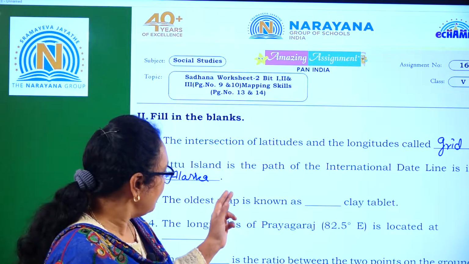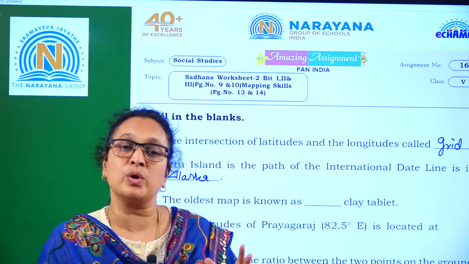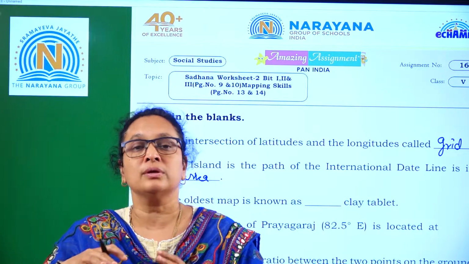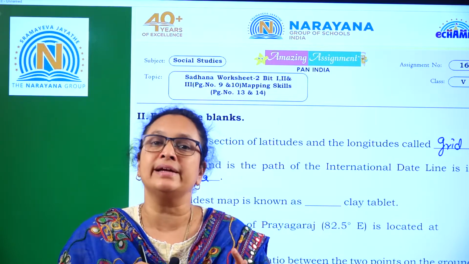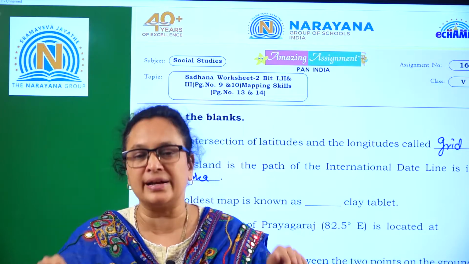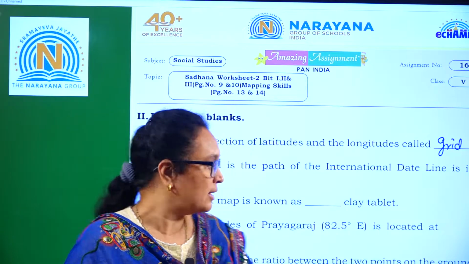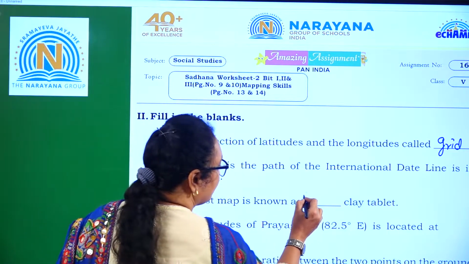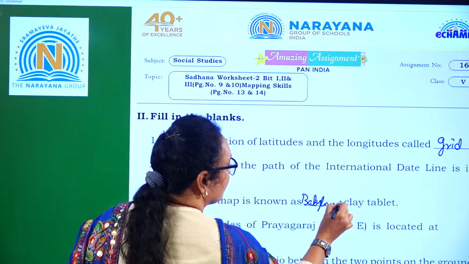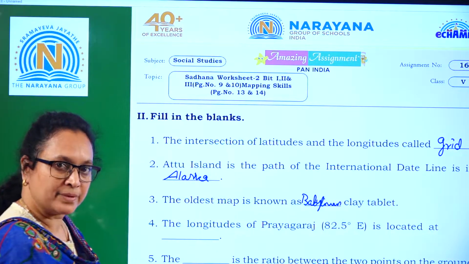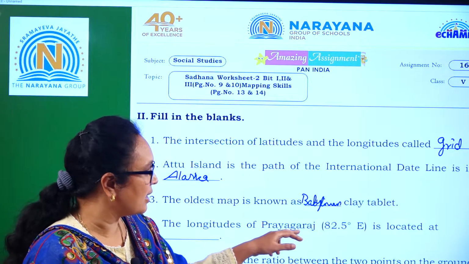The oldest map is known as dash clay tablet. These tablets were used to mark the territories of the kingdom. So this was drawn on the clay tablet. A clay tablet is nothing but a rectangular piece of clay. That is a Babylonian map. It is a Babylonian map. Is it clear?